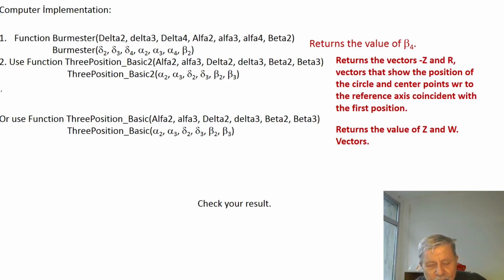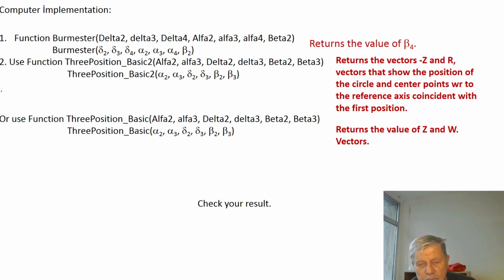So this Burmester is going to give you beta 4 as the solution. If you want to have beta 3 as the solution, shuffle it. And again, once you obtain beta 4, beta 2, it's a constant. Forget about the four positions. Think about it as three positions. Constant positions 1, 2, 4, sorry. So what you do is call three position basic 2.